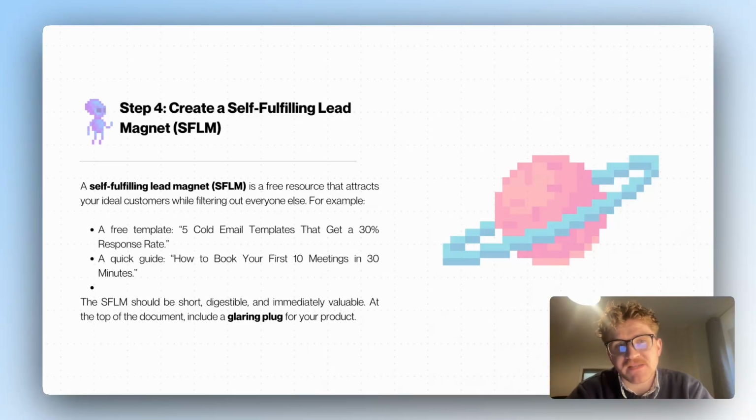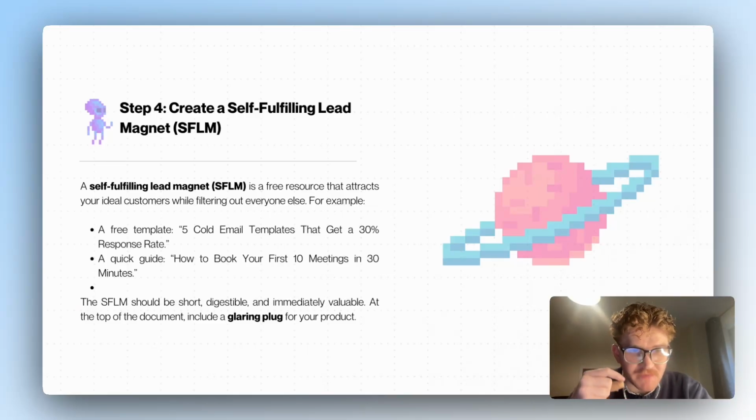So we're going to create a self-fulfilling lead magnet. An SFLM, as I call it, is a free resource that attracts your ideal customers whilst also filtering out everyone else. For example, a free template called 5 cold email templates that get a 30% response rate is going to specifically target and be of interest to people doing cold email. Or a quick guide, how to book your first 10 meetings in 30 minutes for your accounting firm, right? That is going to be something specific to accountants. And that's how we're going to filter out all the people who aren't interested and only get eyes and attention on people who are interested.